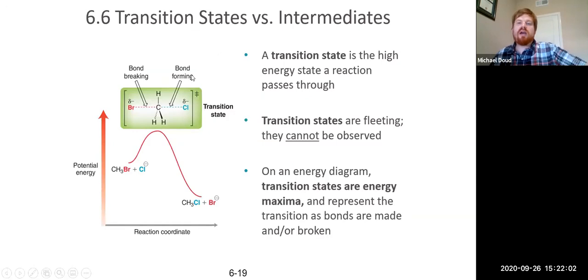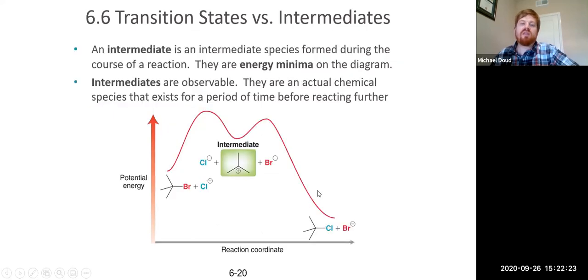So again, I mentioned this word already, but this is the last point here. The transition state is the highest energy state that a reaction is going to pass through. They are fleeting, momentary, instantaneous, you would say. You cannot isolate them because they are not stable. And one thing that we want to keep in mind, so these are maxima.